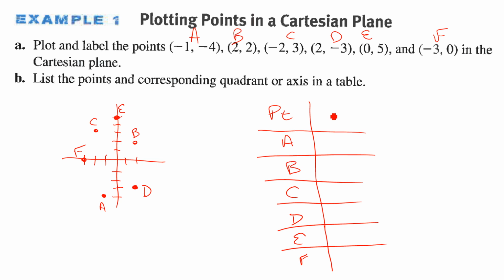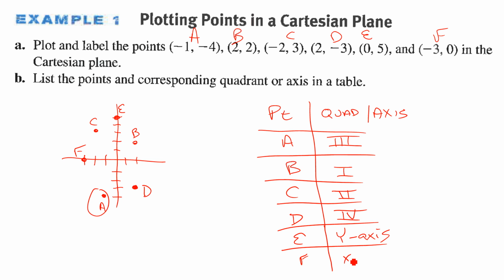And we're going to say quadrant or axis. So point A is down here in quadrant 3. B is in quadrant 1. C is in quadrant 2. D is in quadrant 4. E is on the y-axis. And F is on the x-axis. So we have one of each, all four quadrants and both axes.